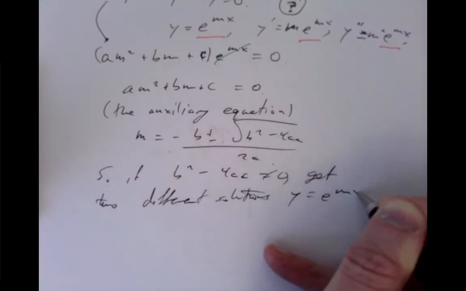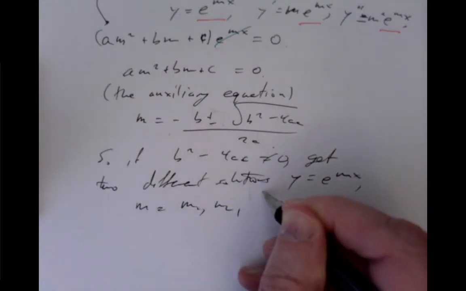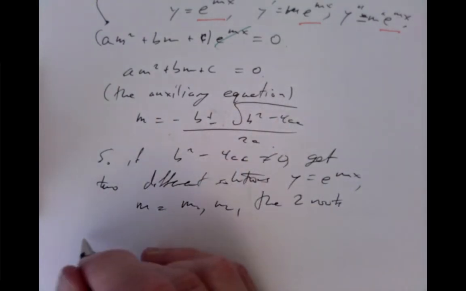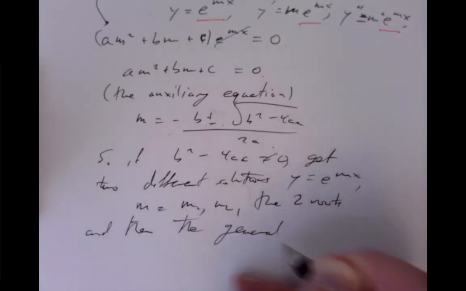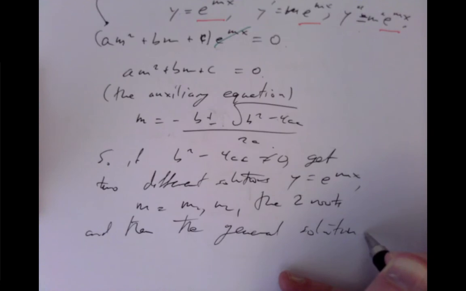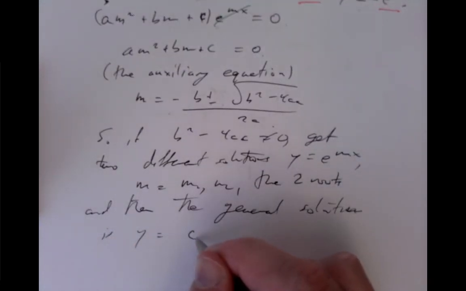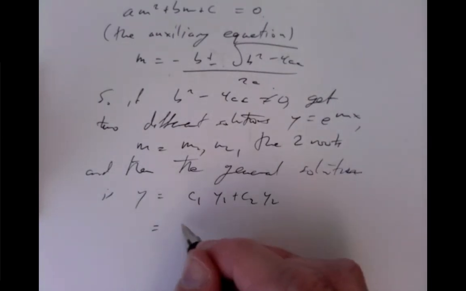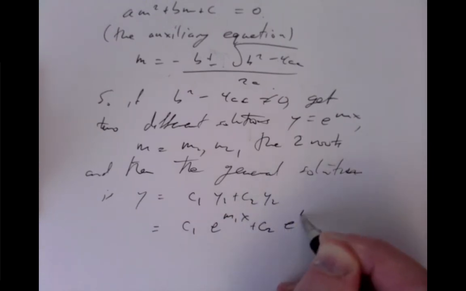Y equals e to the mx, where m equals m1, m2, the two roots of this quadratic equation given by the quadratic formula. Then the general solution, we'll find all the solutions. The general solution is y is any amount of the first one plus any amount of the second one. As we found so often when we solve these kinds of linear problems, that's any amount of e to the m1x plus any amount of e to the m2x.